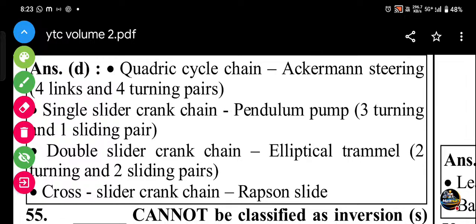Quadric cycle chain is the Ackerman steering, with 4 links and 4 turning pairs. Remember it, this question has also come many times in exams. Single slider crank chain is the pendulum pump, with 3 turning pairs and 1 sliding pair. Double slider crank chain is the elliptical trammel, with two turning and two sliding pairs. Cross slider crank chain is Rapson's slide.